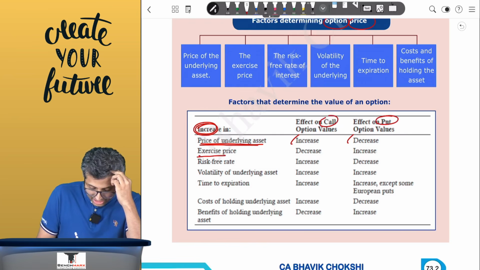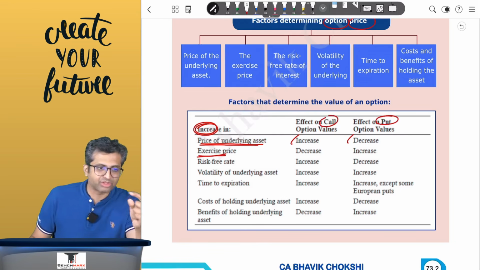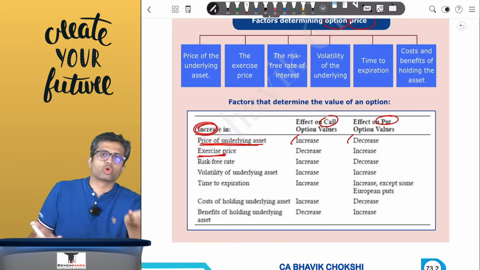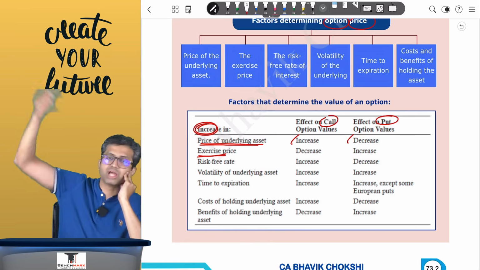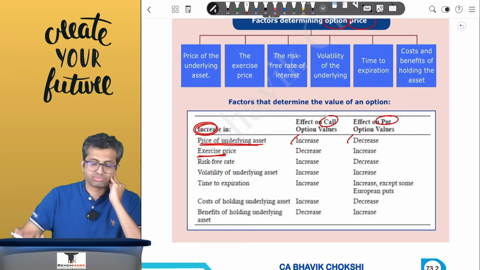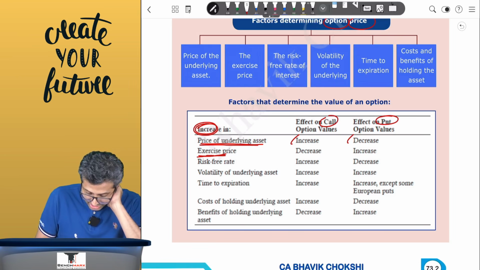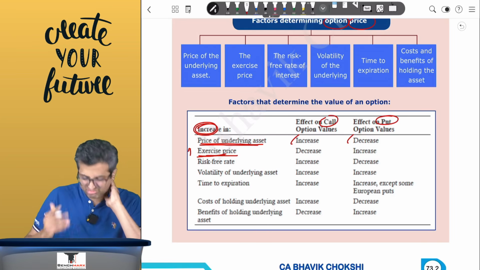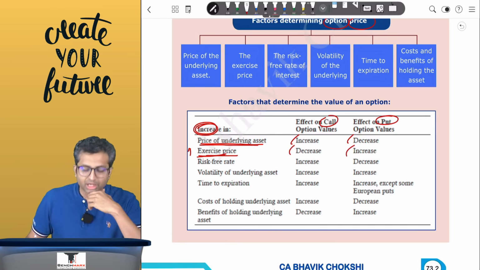Now, exercise price. A call option will prefer a lower exercise price. If the exercise price is lower, that will result in a higher value. If the exercise price is higher, it is costly to exercise, and it will result in a lower value. Put option is the other way around. If the exercise price is higher, it is more valuable. If the exercise price is lower, you can sell at a lower price, so it is less valuable. So if there's an increase in exercise price, I would say call option value will decrease, but put option value will increase because you're getting a chance to sell at a higher price.